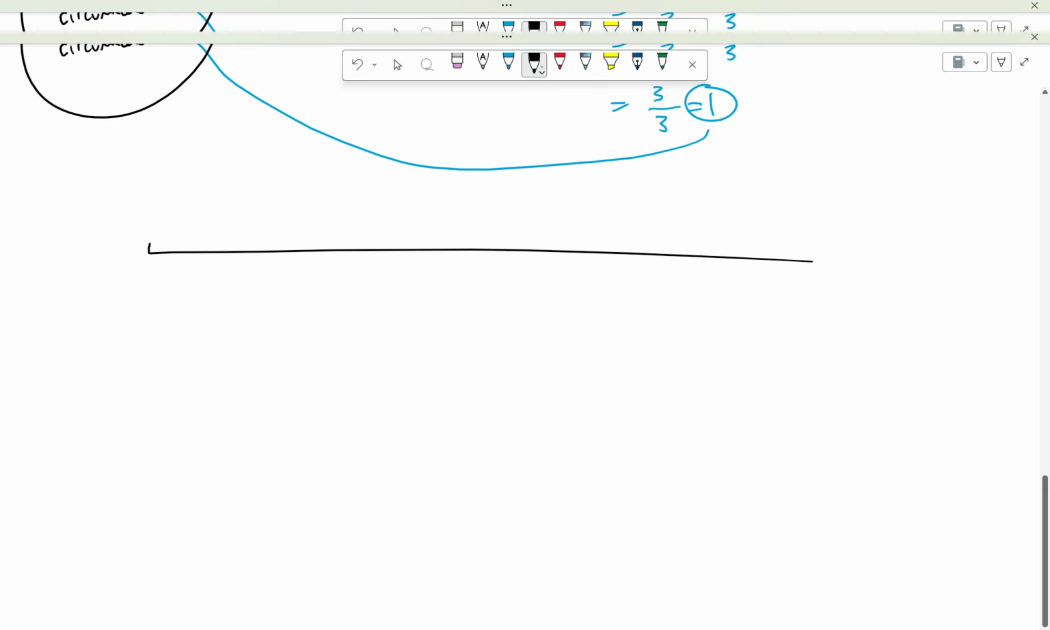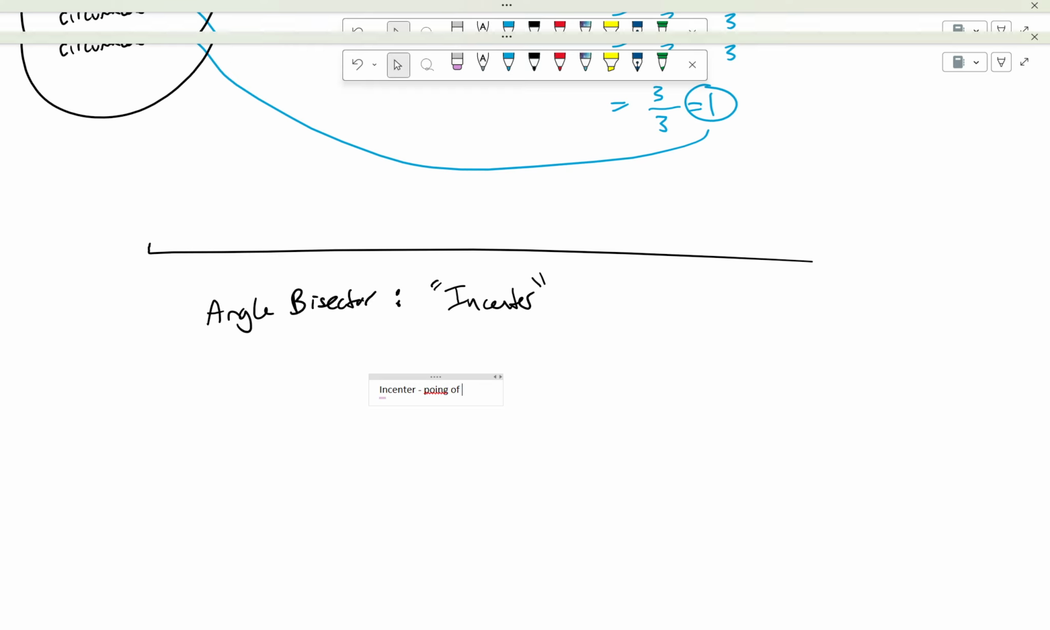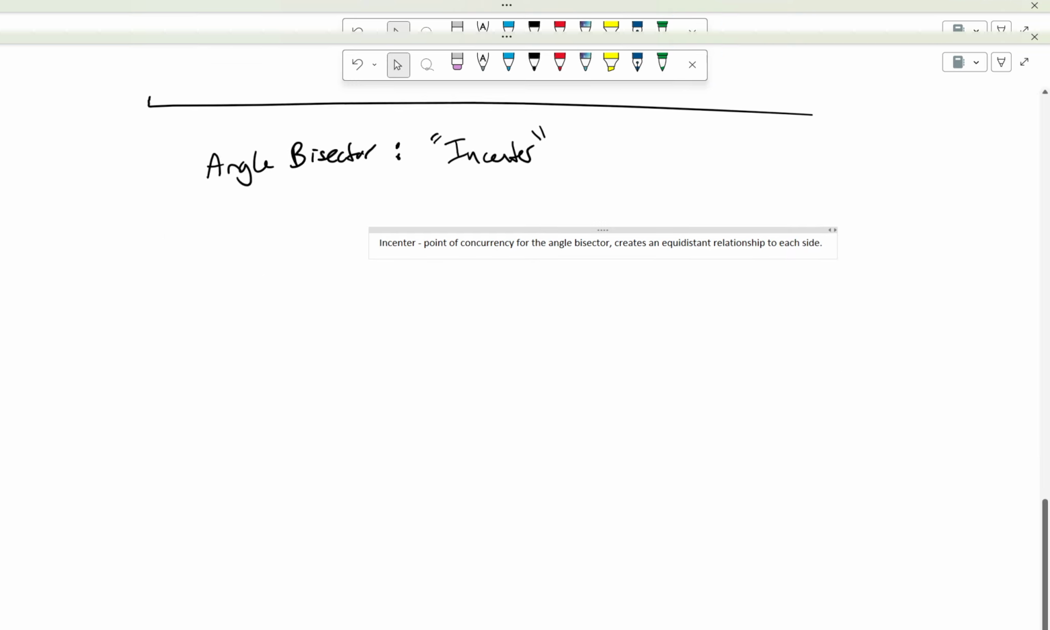Last thing that we're going to learn about today is when we have concurrency with the other bisector we dealt with in the previous lesson, which was the angle bisector. So it has a point of concurrency that's called the incenter. And what the incenter does, it's the point of concurrency for the angle bisector, and it creates an equidistant relationship to each side. Okay, so this is what I mean.